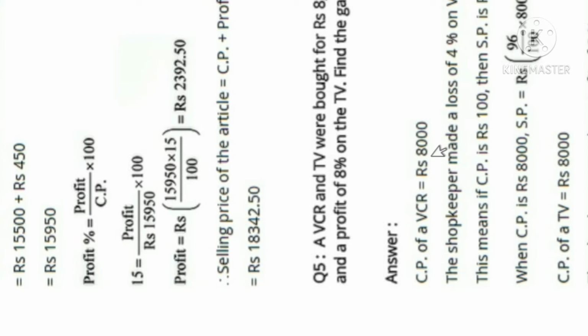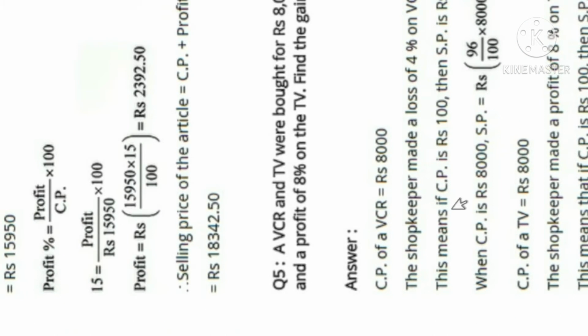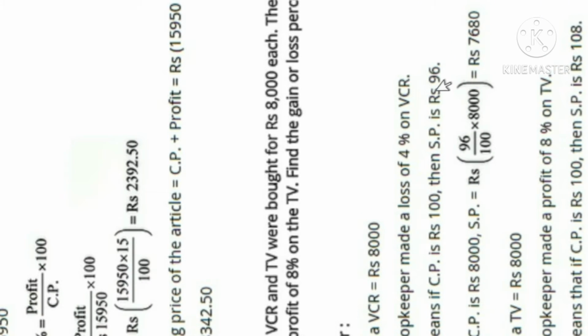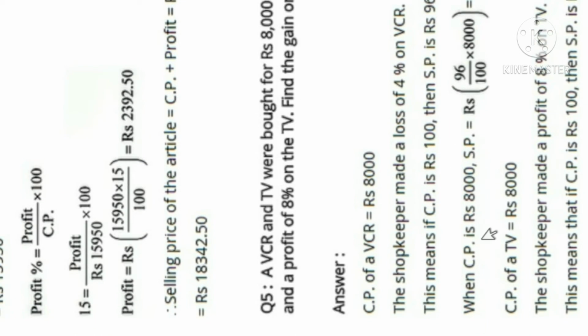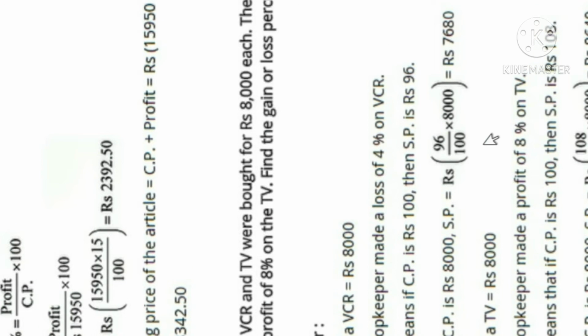CP of VCR is 8,000. Also CP of TV is 8,000. Both prices are the same. The shopkeeper made a loss of 4% on VCR. Okay, so if the CP is rupees 100, then SP is 96, because 4% loss means 100 minus 4, so 96. So if the CP is rupees 8,000, then SP will be equal to 96 upon 100 into 8,000, equal to rupees 7,680. 0 will be cut and multiply these two remaining. 96 into 80, you will get 7,680.